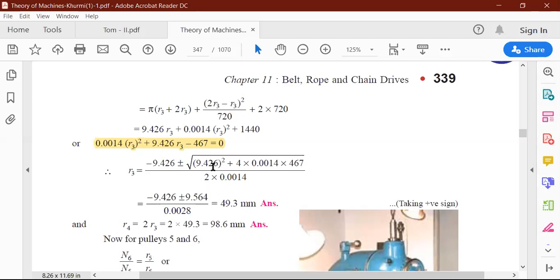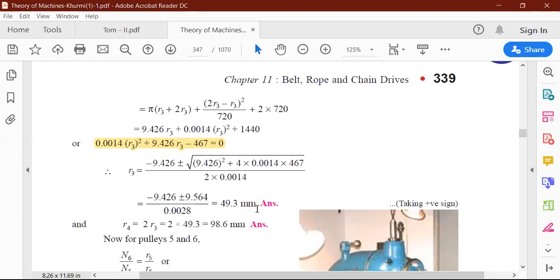You can simplify this. First, you have to find the square of this, then the multiplication of this, then put this value here, then find the square root of this value, then the multiplication of this, put this value, and you will get 0.0028, and the square root of this value as 9.564 plus minus minus 9.426. Once you apply addition and once subtraction, the positive root you find is your value. So 49.3 mm, taking the positive sign.